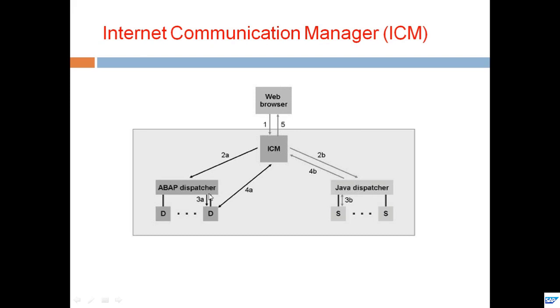If the request is to the ABAP runtime environment, the ICM forwards it to the ABAP dispatcher 2A, which then handles it like a typical request, and then it sends it back to the ICM, and the ICM will send it back to the user, to the web browser. So this is how the ICM communicates with the outside world using the protocols HTTP, HTTPS, and SMTP.